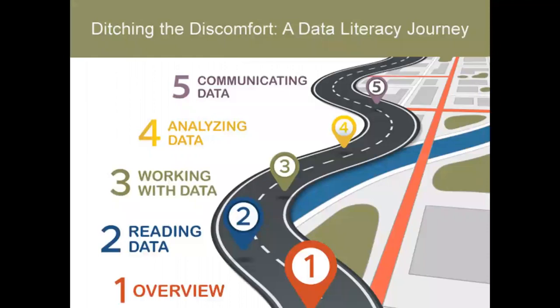So on the next slide, we have a graphic of our data literacy journey. And in part 1, just to recap, we did an overview of data literacy and covered some basic points of each of these steps. In part 2, which was reading data, we walked through several examples of how to look at the literature, how to appropriately look at data, what you want to look for, what things stand out to you, and we did some breakout room activities. And now we're here with part 3, which is working with data.